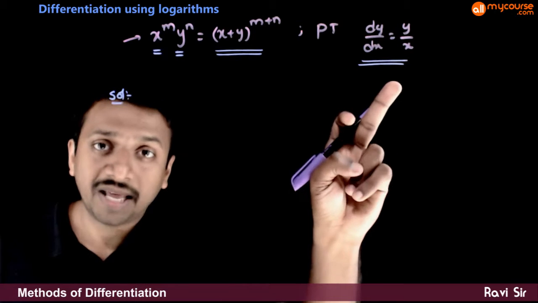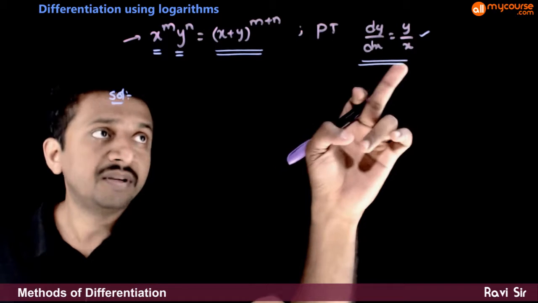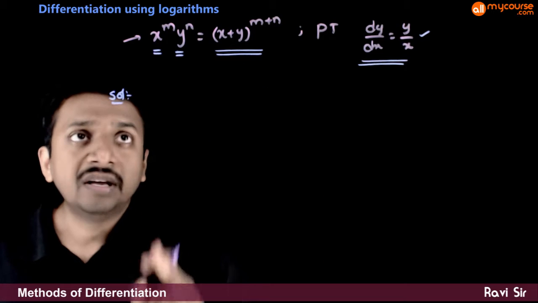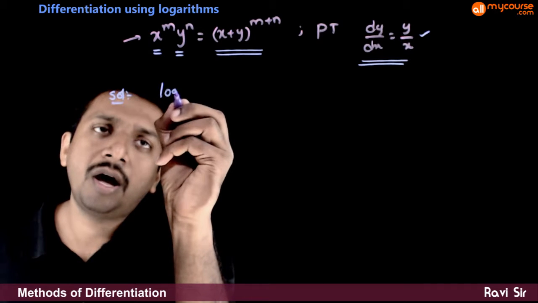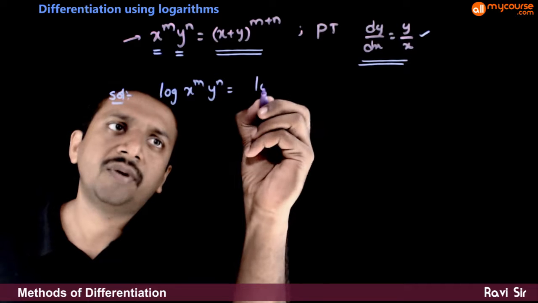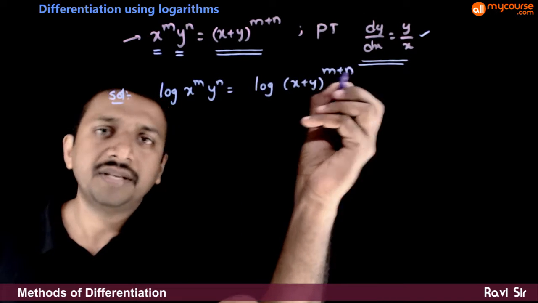So you have to make sure that in the final form, m and n are missing. In the final form dy by dx, there is no m and n. That's what you need to observe here. So if you apply log on both sides, you get log of x power m into y power n is equal to log of (x plus y) whole power m plus n.